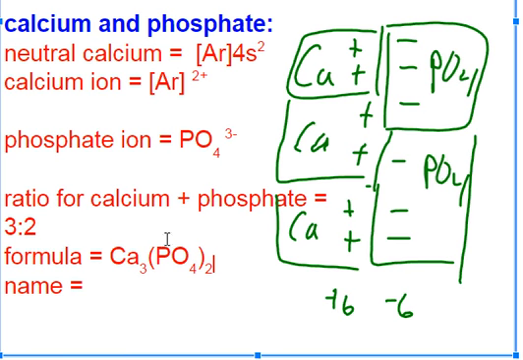And the name of this one, these are the easiest to name because you don't change anything. You just take both their names right off the chart you have. Calcium from the periodic table, and on the back the chart says PO4 is phosphate.